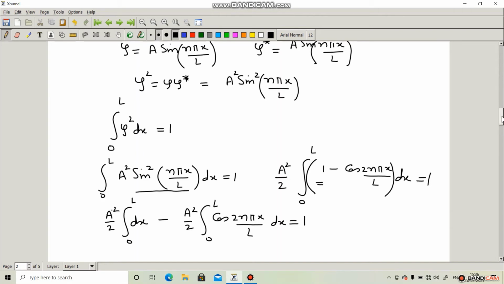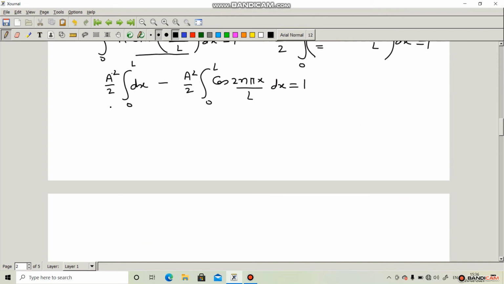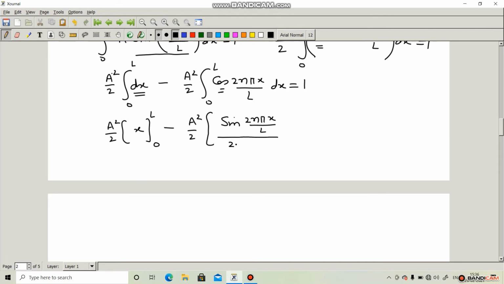And if we solve it, integration of dx is x, it means a square upon 2 integration x from 0 to L, minus a square upon 2 integration of cos. This cos integrates to sine 2 n pi x over L upon 2 n pi upon L, from 0 to L, equal to 1.